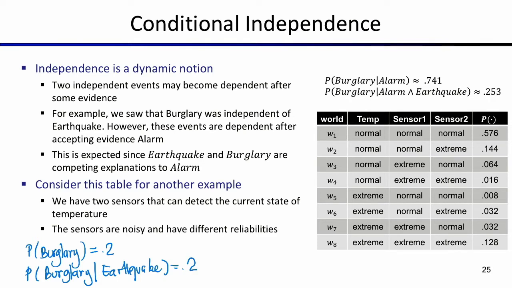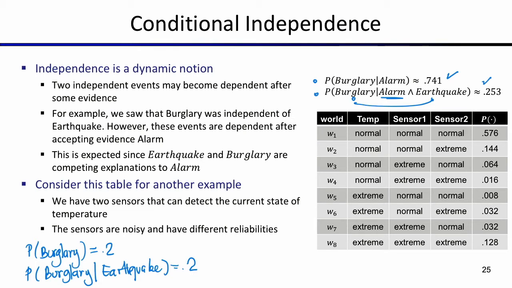But we also saw that when we add information about the alarm, we can tie these two pieces of information together and make them dependent. So we saw that the probability of burglary given an alarm was 0.741. But when we came out with the probability of burglary given an alarm and earthquake, it lowered down. So we were saying that burglary and earthquake were independent, but with the information of alarm, they become dependent. And that is very interesting.